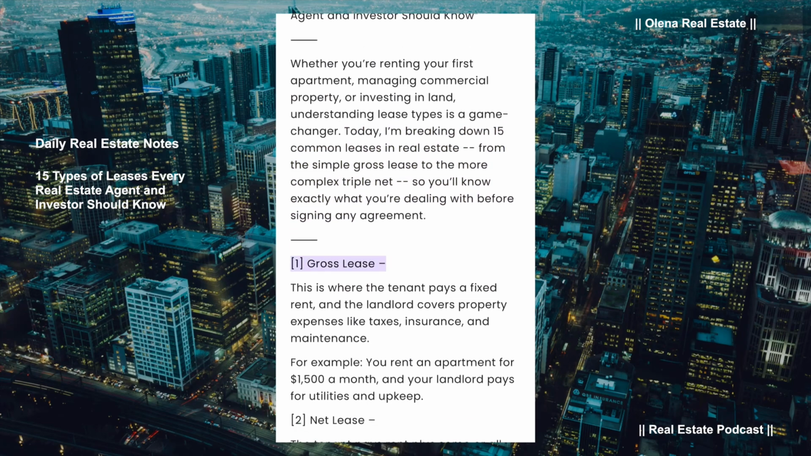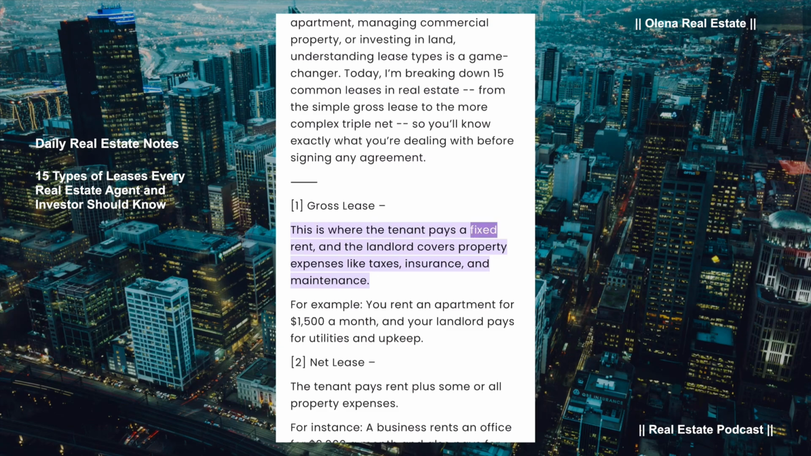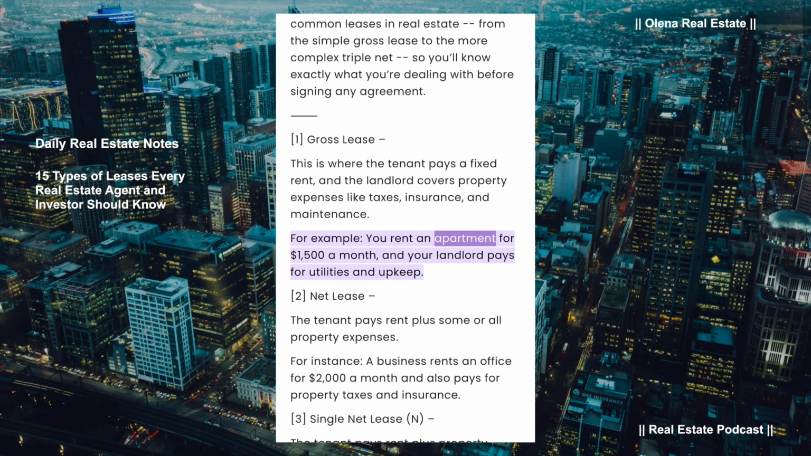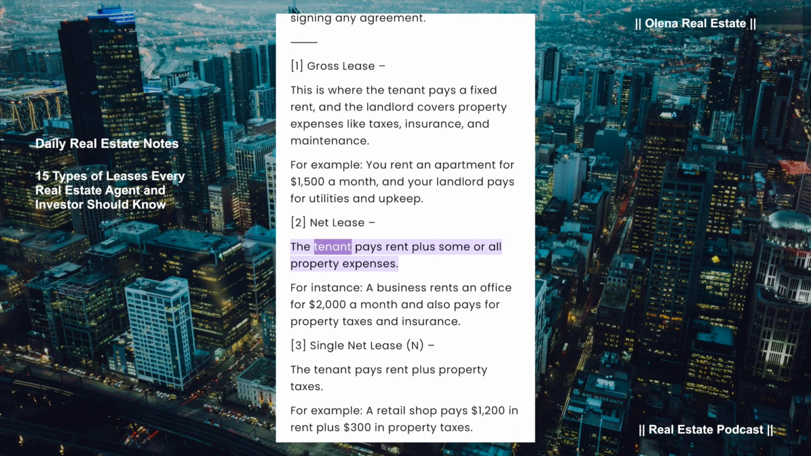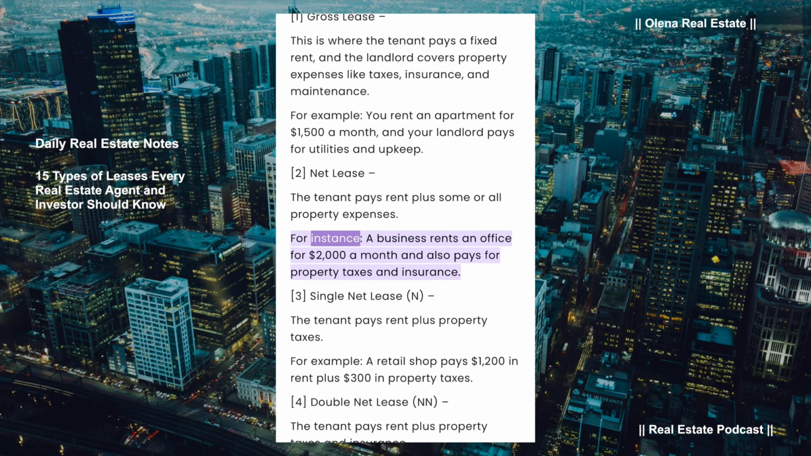Gross lease. This is where the tenant pays a fixed rent, and the landlord covers property expenses like taxes, insurance, and maintenance. For example, you rent an apartment for $1,500 a month, and your landlord pays for utilities and upkeep. Net lease. The tenant pays rent plus some or all property expenses. For instance, a business rents an office for $2,000 a month and also pays for property taxes and insurance.